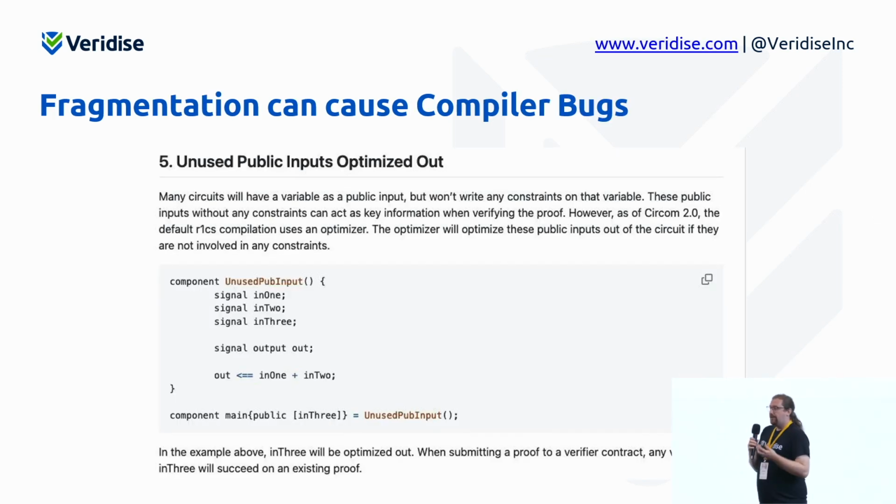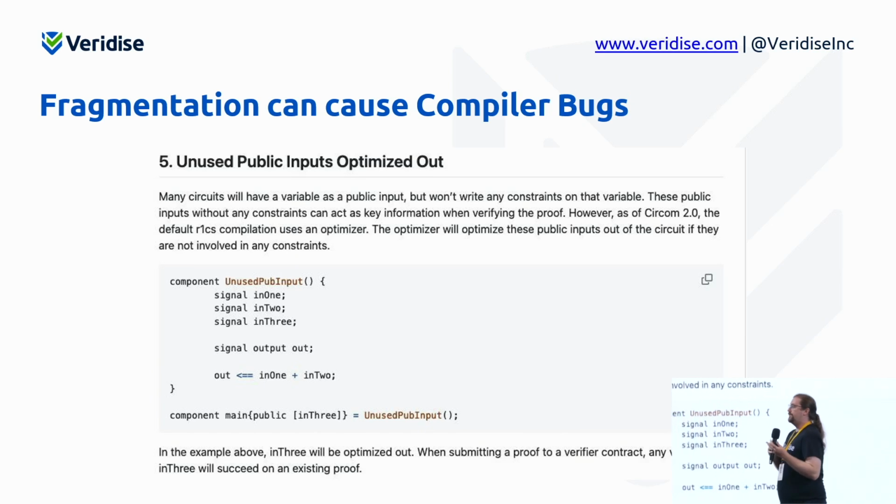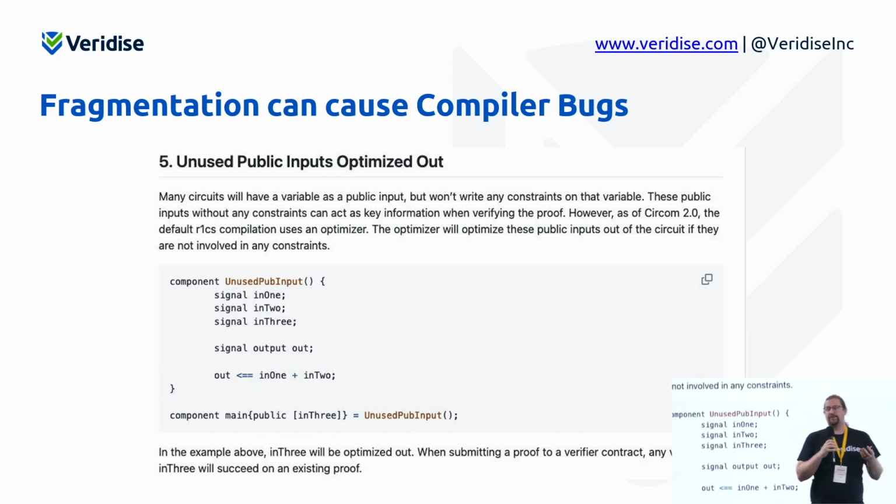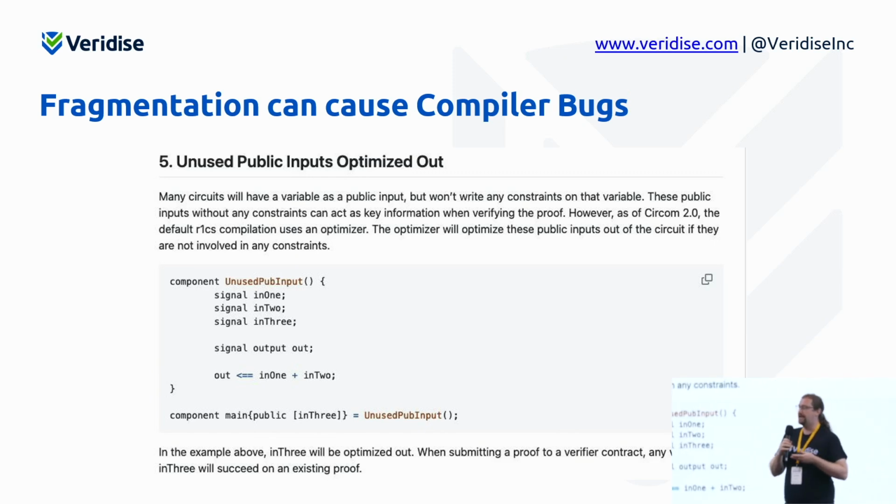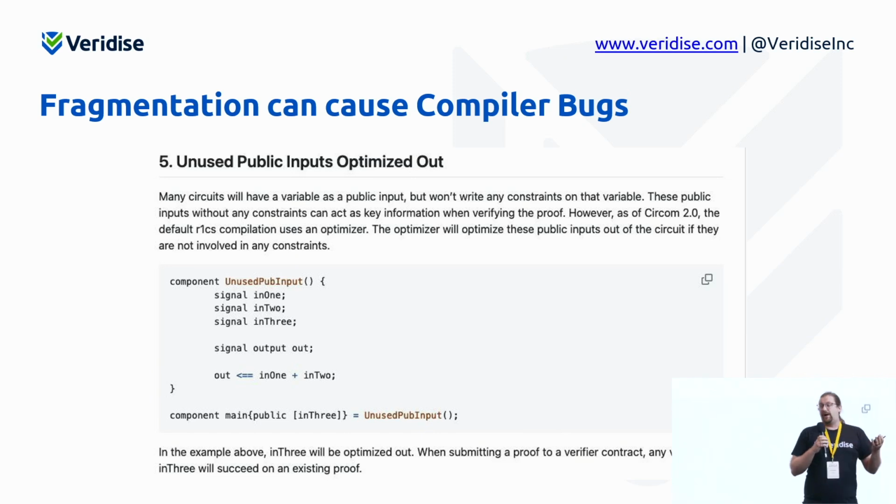And so what are the effects of that? Well, fragmentation can cause a lot of issues. And so in particular, one particular issue that can pop up is compiler bugs, because people are essentially re-implementing the same thing over and over again, from optimizations, hardware acceleration, etc. And so what I've shown here is an example of what I would call a compiler bug.